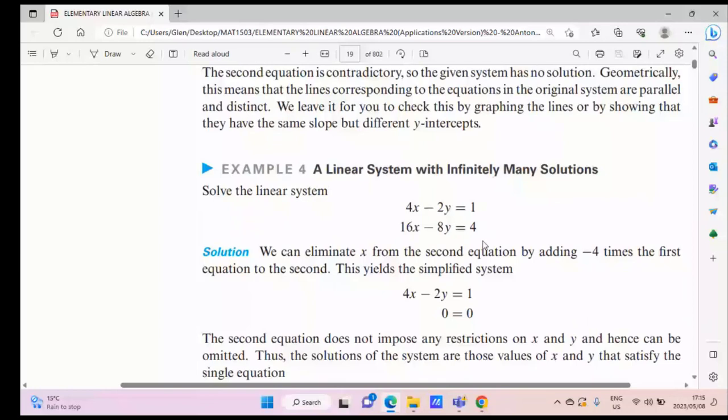where we've got this system: 4x minus 2y equals 1 and 16x minus 8y equals 4. Writing this system of equations in matrix form, we end up in the second row with an entire row of zeros. I did indicate that if you solve a system of equations and you end up having an entire row of zeros, that shows that the system has infinitely many solutions.